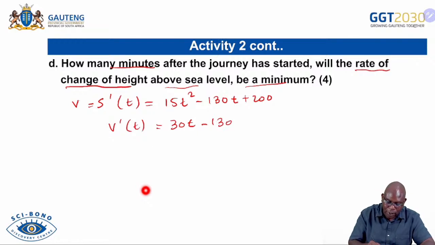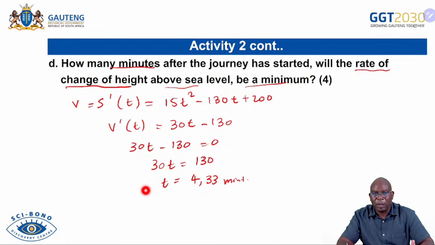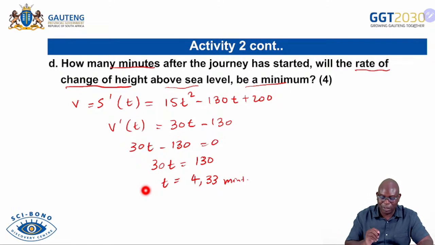So I'm equating that to 0 to get the value of t. 30t equals 130, and then t equals 4.33 minutes. Please don't confuse that with velocity, because now it's acceleration. So we have to differentiate the velocity. After how many minutes, we need the t. So the t there will be 4.33 minutes.